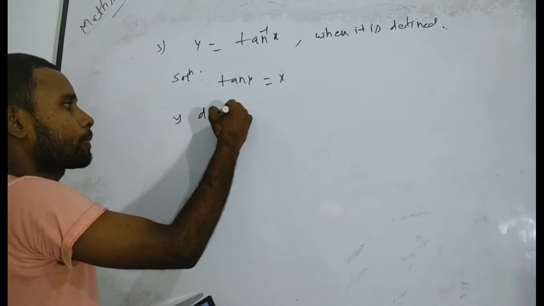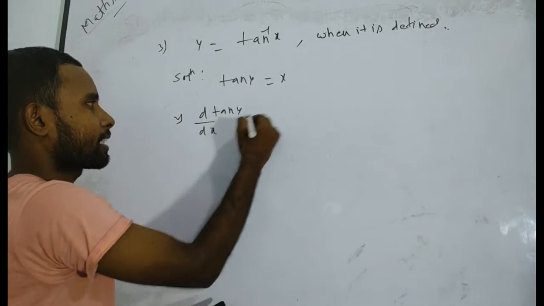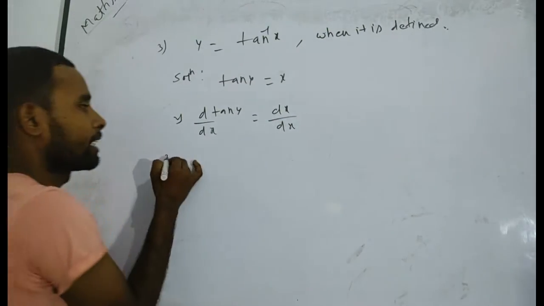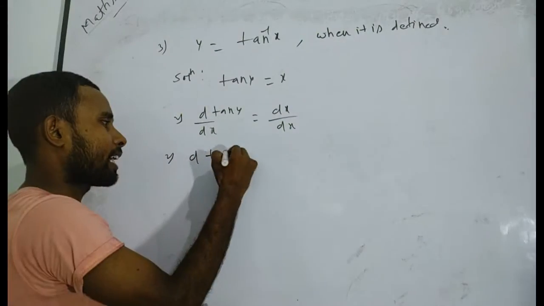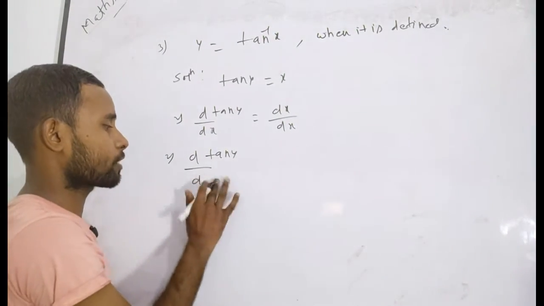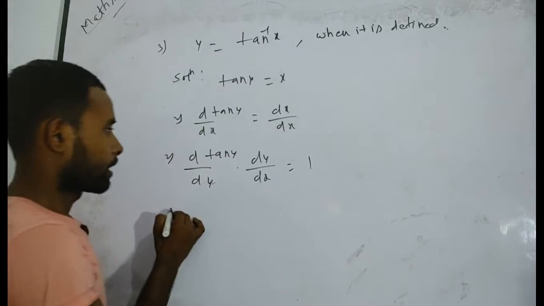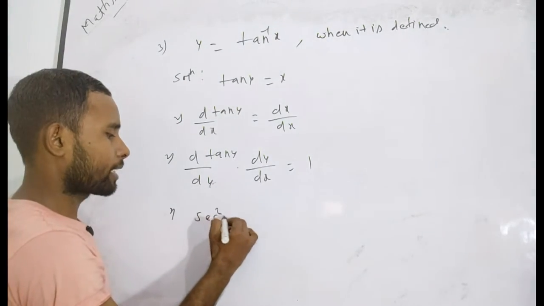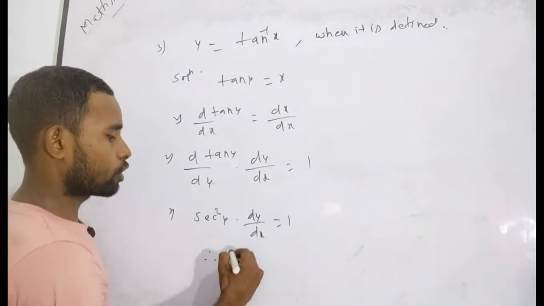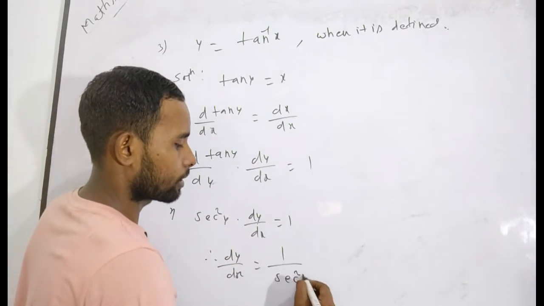You will get the derivative of tan y with respect to x. The derivative of tan y cannot be taken directly with respect to x, so I want to differentiate this function with respect to y first. Again, you have to differentiate y with respect to x, which will be 1. The derivative of tan y will be sec square y into dy by dx is equal to 1. So dy by dx will be 1 upon sec square y.